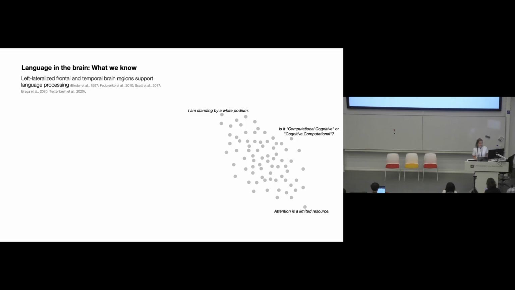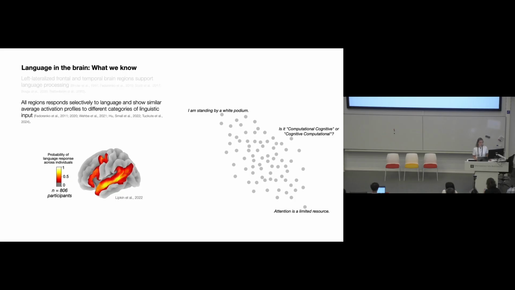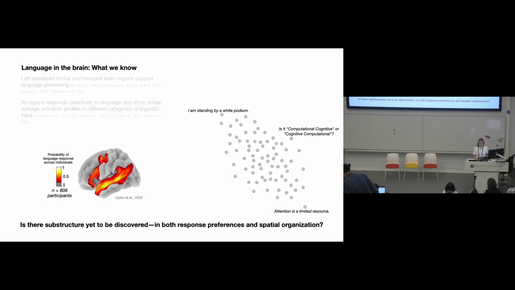A set of left lateralized frontal and temporal brain regions support language processing, as illustrated by this probabilistic language map. All these regions respond selectively to language and show similar average activation profiles to different categories of linguistic input. So this leaves open a question. Is there any interesting substructure yet to be discovered, both in terms of response preferences and spatial organization across the cortex? There are many ways to structure linguistic input that we get from the world.